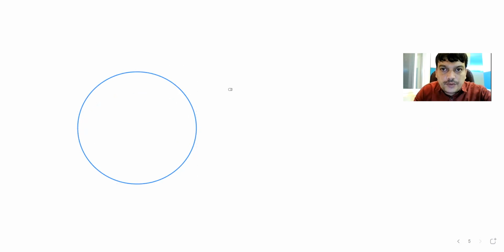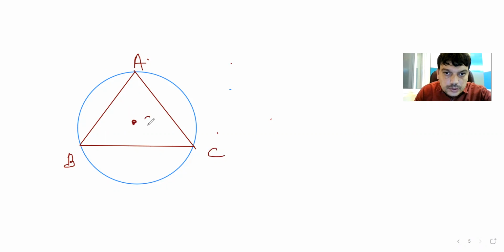So inside it, let me draw the triangle. So we have a triangle like this, and one more side I will draw like this. So this is the triangle which is inscribed in the circle. So let us name this as ABC now, and S is the circumcenter. When I say circumcenter, I already told you it's the point of concurrence of perpendicular bisectors of the sides.